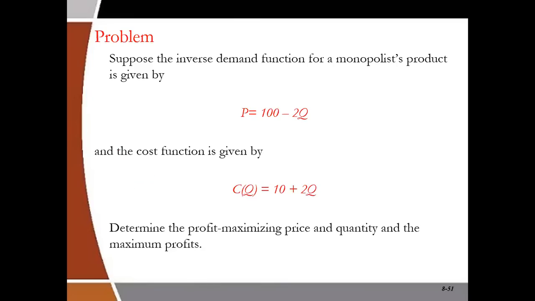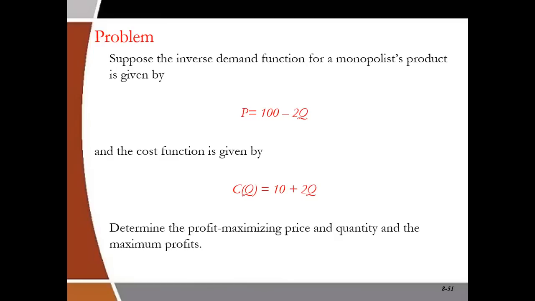So we are going to use an example to show this for you to get it better. So in this example here, suppose the inverse demand curve for a monopolist is 100 minus 2Q. All right. And then the total cost is 10 plus 2Q.